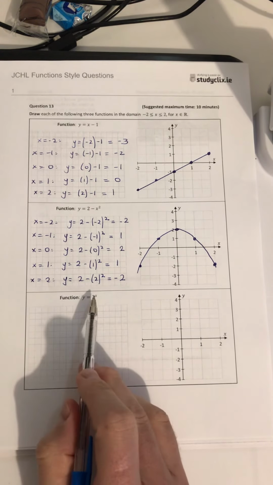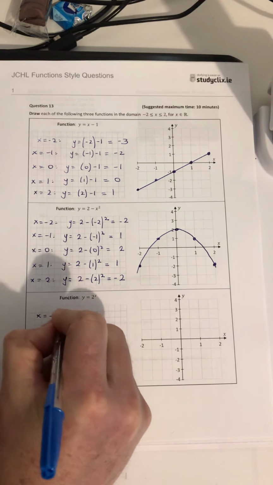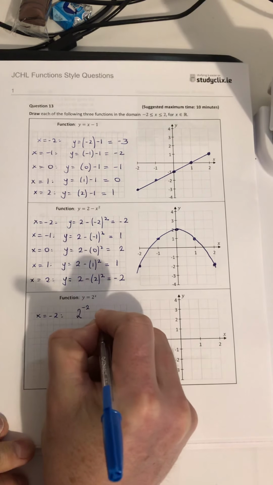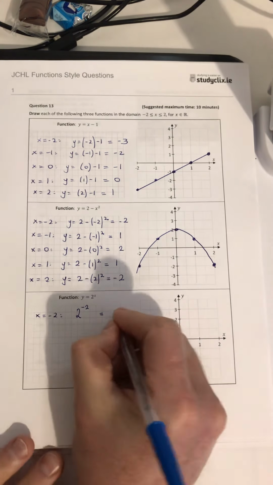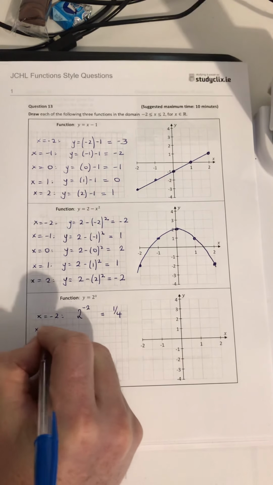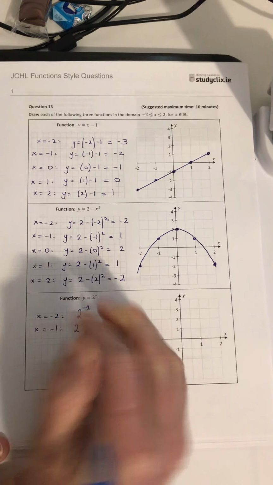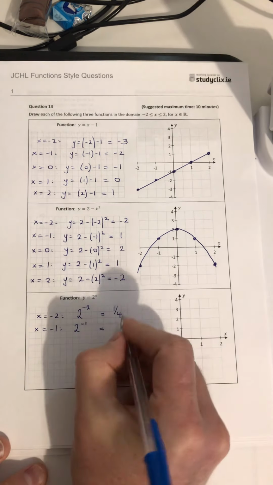Now this is a different type of graph. So x equal to -2, 2 to the power of -2 is equal to, use your calculator, 2 to the power of -2 is 1/4. When x is -1, 2 to the power of -1 is equal to 1/2.